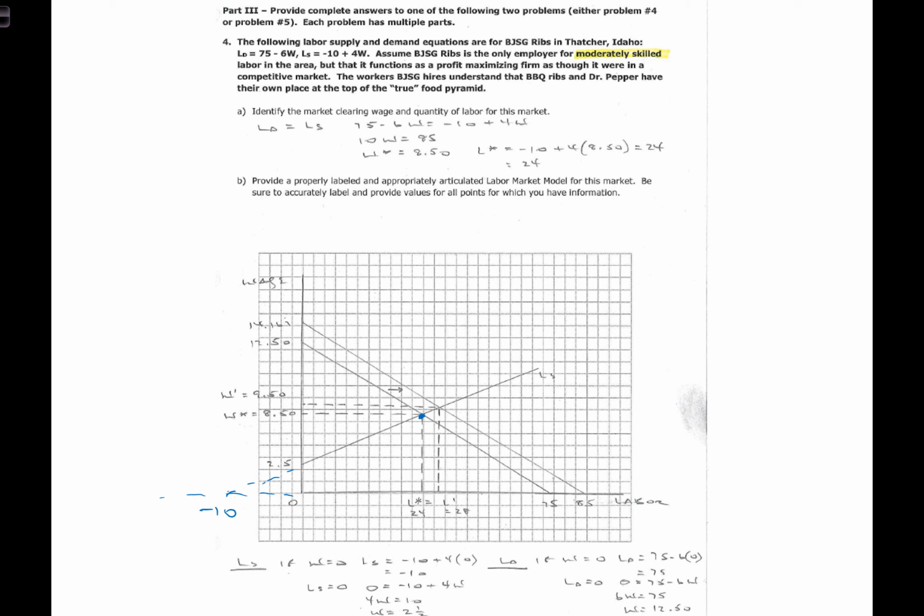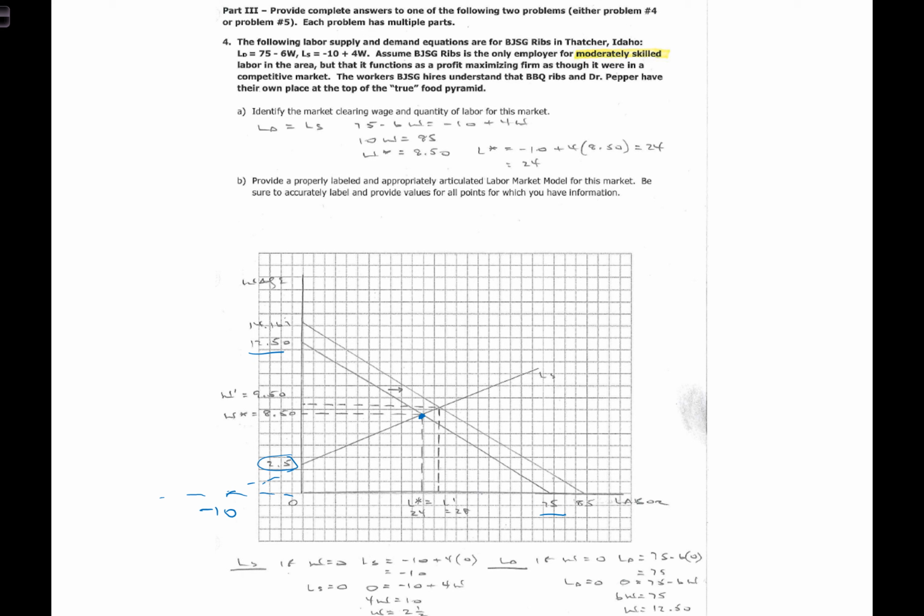At negative 10. And then if I set labor supply equal to 0, 0 equals negative 10 plus 4W, or 4W equals 10, or W equals 2.5. So W equals 2.5 is right on the W axis. Do the same thing for labor demand. If W is 0, then labor demand is 75. And if labor demand is 0, W is 12.5.